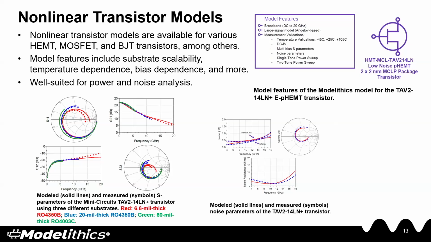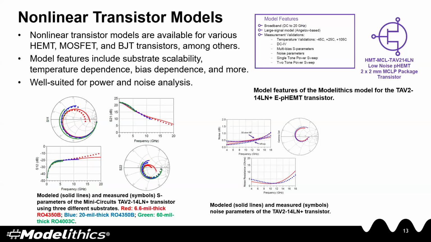So on the top right, we have this HEMT MCL TAV2-14LN model. This is a model for the Mini-Circuits TAV2-14LN+ E-PHEMT transistor. And again, this was taken from the model datasheet. You can see how the model is validated from DC to 20 gigahertz. And the measurement validations include temperature validations, DC-IV, multi-bias S-parameters, noise parameters, and then both single and two-tone power sweeps.